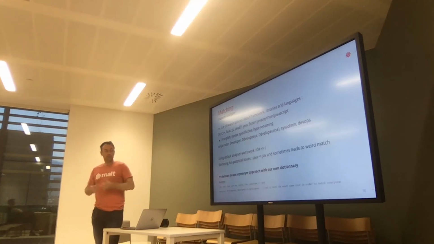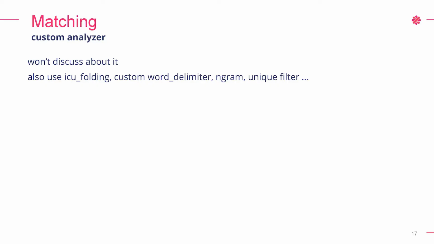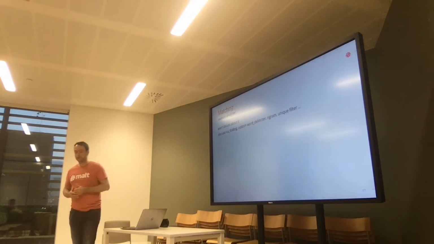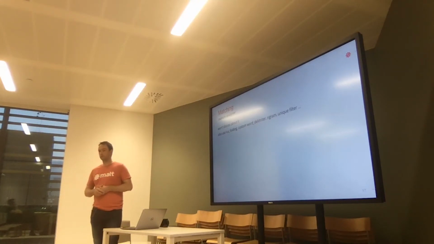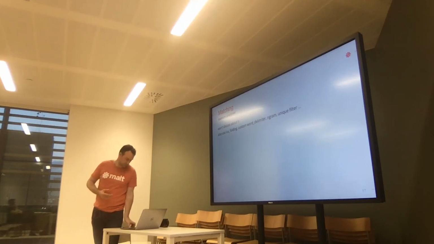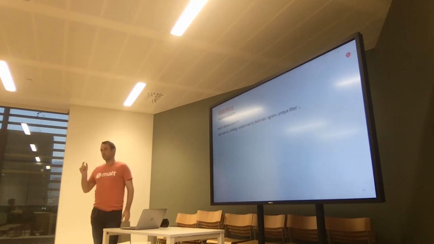So synonyms for us are quite important, but we also use some tokenizers and some filtering in our chain. One of the most important is this one, ICU folding. It's more powerful than the basic one, which is the ASCII folding. I won't discuss it a lot, but you have a stronger analysis of diacritic characters.